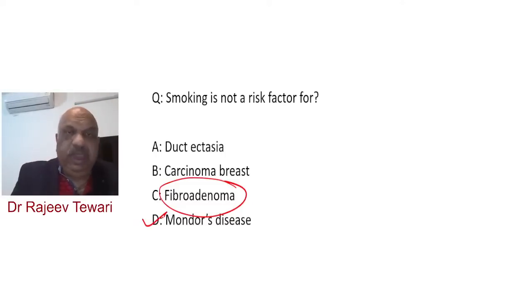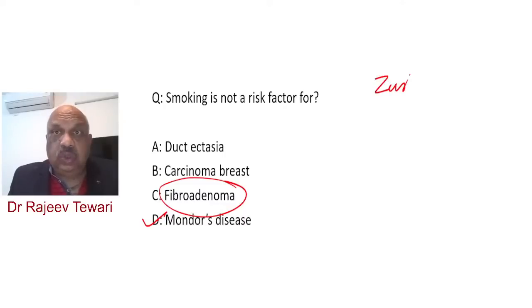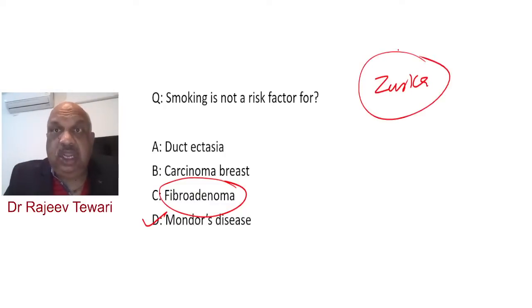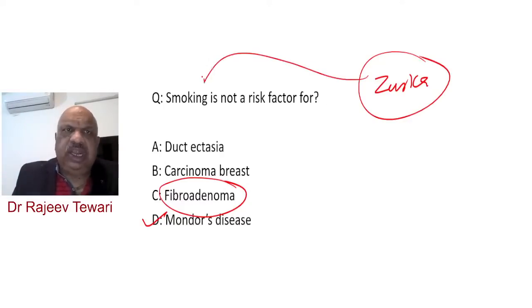Mondor's disease can be precipitated by smoking. One more condition, Zuska disease, Z-U-S-K-A: periareolar mastitis in old females, very strongly associated with smoking. Z-U-S-K-A, Zuska. It might become an MCQ in future.